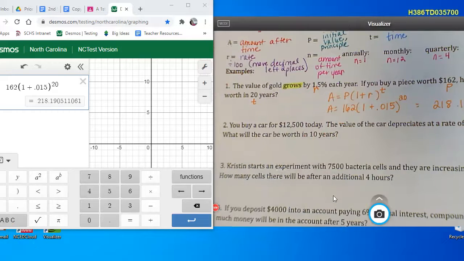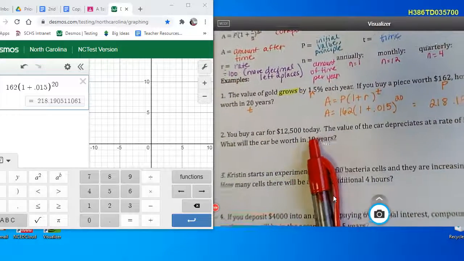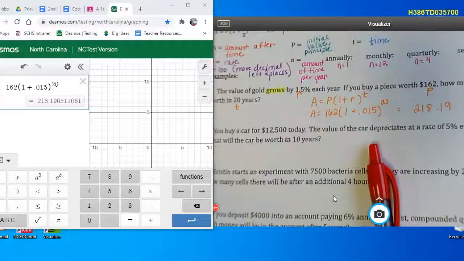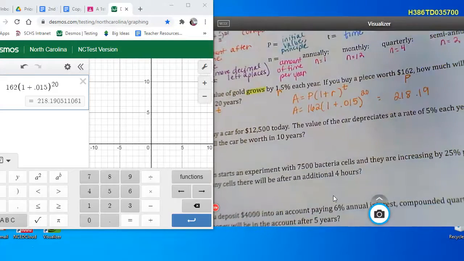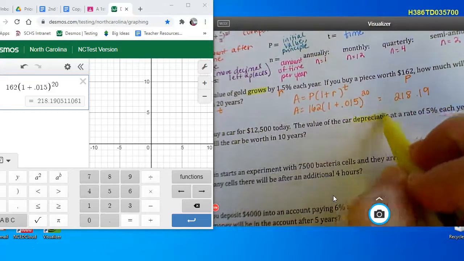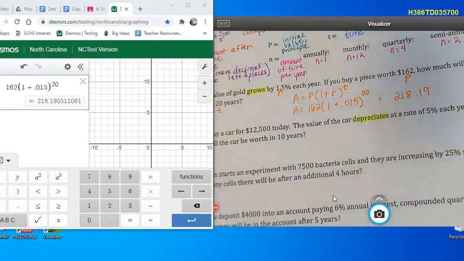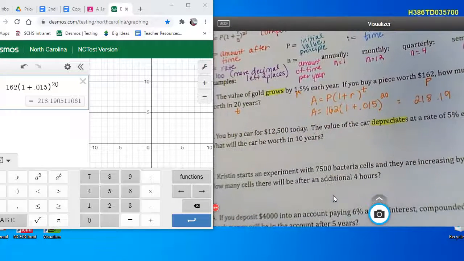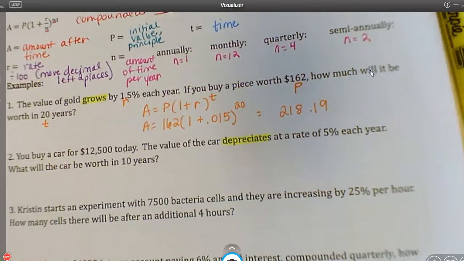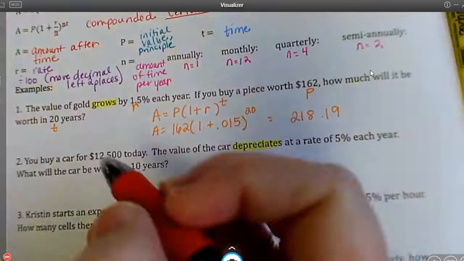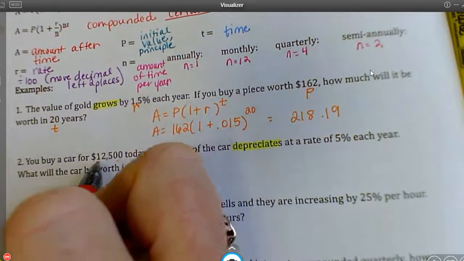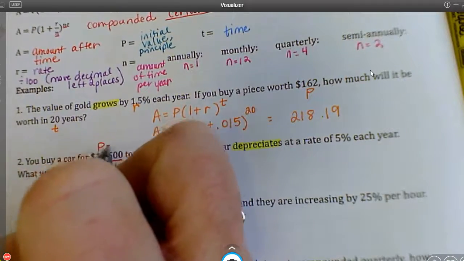Number 2 says you will buy a car for $12,500 today. The value of the car depreciates, that right there is really important, depreciates at a rate of 5% each year. What will the car be worth in 10 years? Okay, so if I'm buying a car for $12,500, that's not going to be my starting value because that's the starting amount I'm going to pay for it. And so that's P.